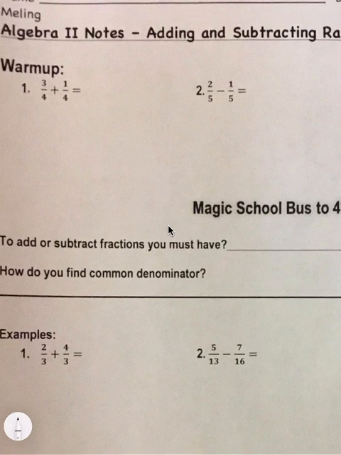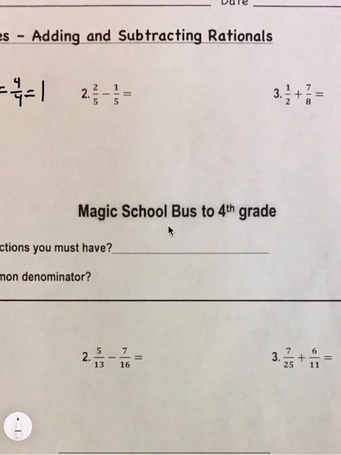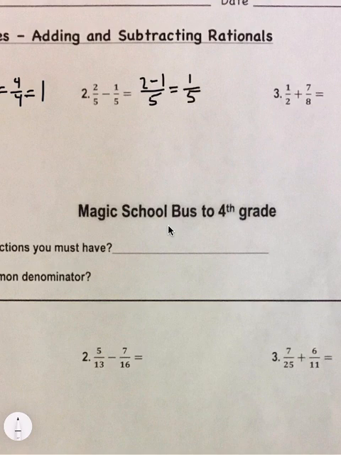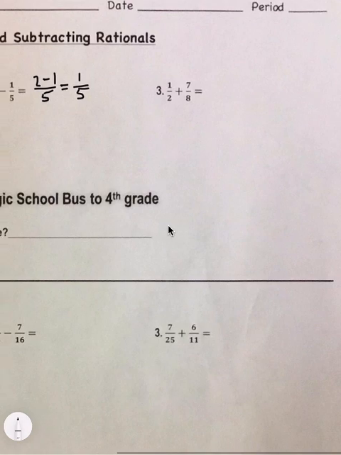We have 3/4 plus 1/4, which, if you think about it, that's 3 plus 1 over 4, which is 4 over 4, or 1. Or if you think about it, 3/4 is 75 cents, 1/4 is 25 cents. That equals $1. 2/5 minus 1/5. Think of that as 2 minus 1 over 5, or just 1 over 5. Pretty simple.